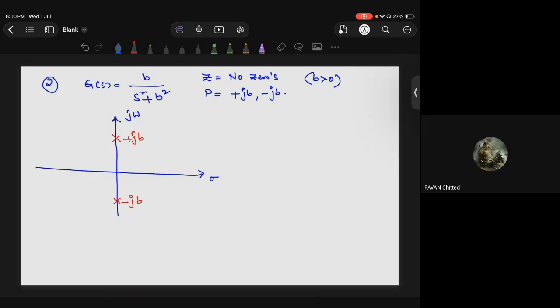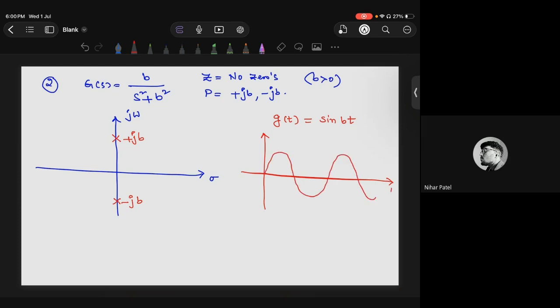Similarly here we have G of S. Can you tell me what is g of t? Sin bt. Am I correct? Because b by s square plus b square is the Laplace transform of sin bt. Now if you plot it, you'll have something like this sinusoidal function. This is t, this is g of t. So this is the pole zero plot, and this is the time domain plot.